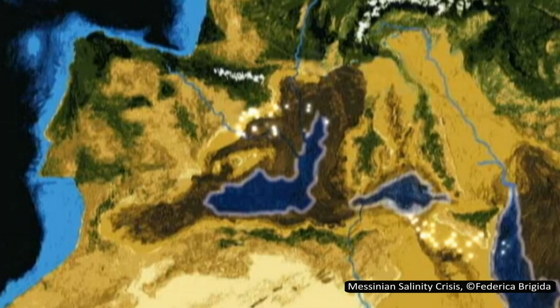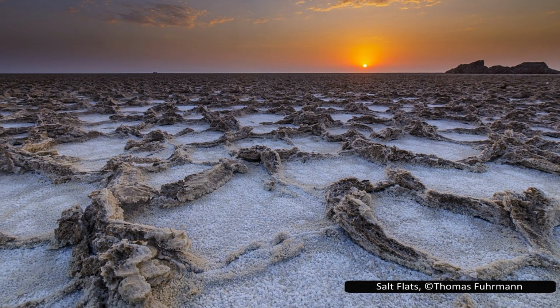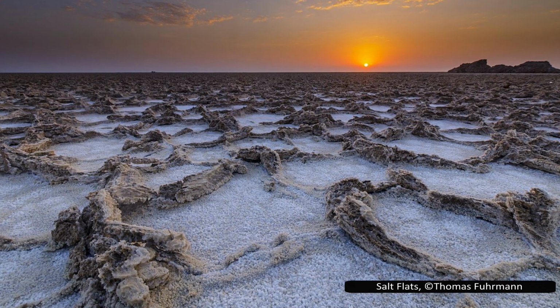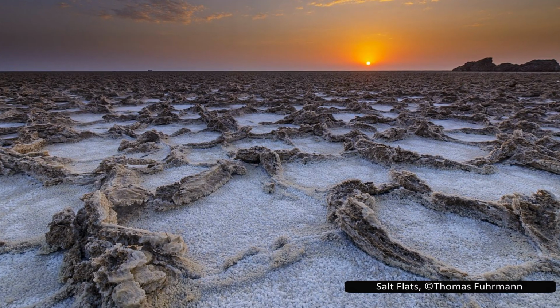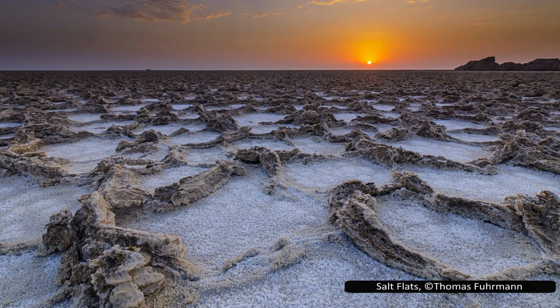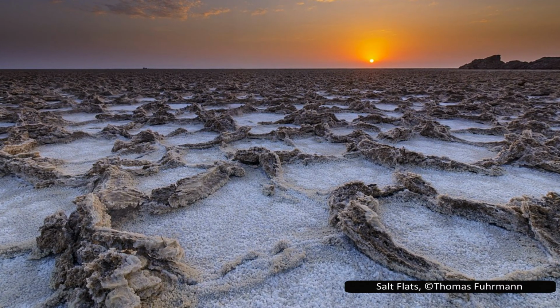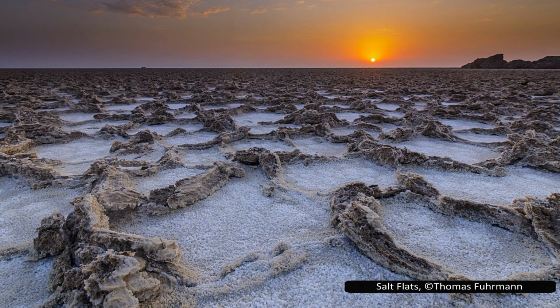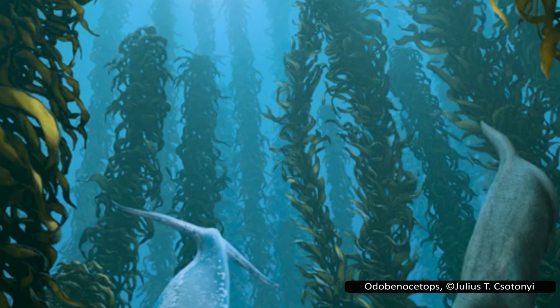The result was dramatic. Over the course of hundreds of thousands of years, the Mediterranean partially, and perhaps nearly entirely, dried up. This period is known as the Messinian salinity crisis. Salt layers hundreds of meters thick built up on the sea floor as water levels dropped and the remaining water became extremely salty. Vast salt flats, isolated brine lakes, and a deep, hot basin replaced what had once been a thriving marine environment. Sea life struggled to survive.